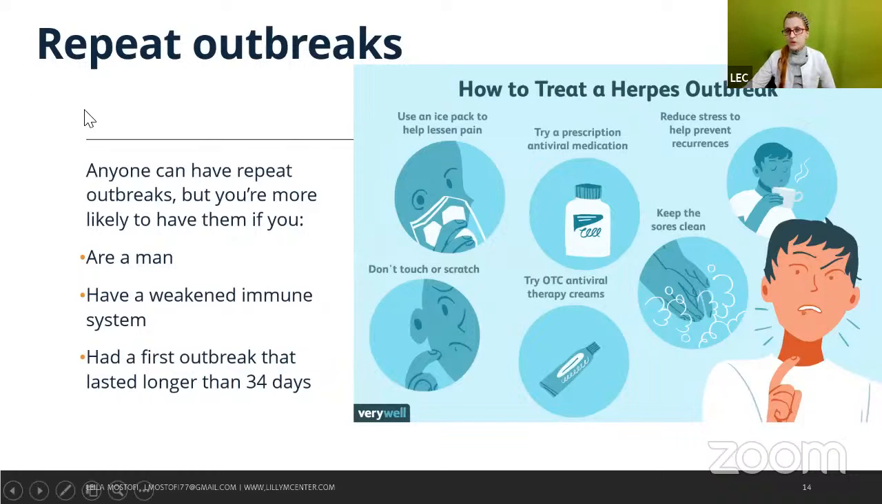And in repeat outbreaks, how to treat a herpes outbreak. As you see in this picture, anyone can have a repeat outbreak, but you are more likely to have them if you are a man, have a weakened immune system, or had a first outbreak that lasts longer than 34 days. How to treat? Use an ice pack, try a prescription antiviral medicine, and reduce stress to help prevent recurrence. Don't touch or scratch. Try over-the-counter antiviral creams and keep the sores clean.